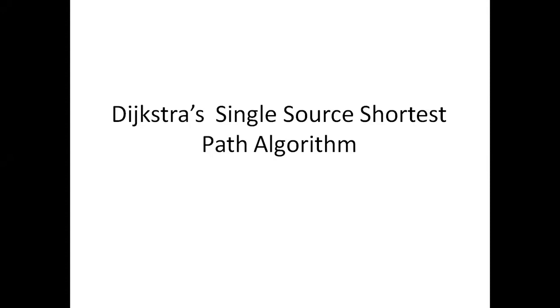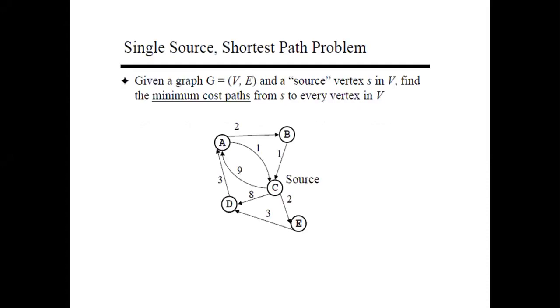Okay, in today's lecture, we'll start with Dijkstra's single source shortest path algorithm. First we'll see what the single source shortest path problem is. Given a graph G with V vertices and E edges and a source vertex S in V, find the minimum cost path from S to every vertex in V. This is the single source shortest path problem.